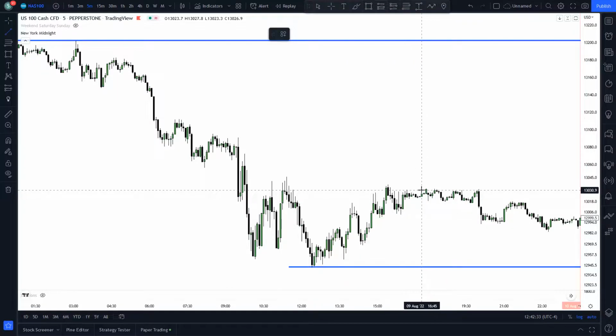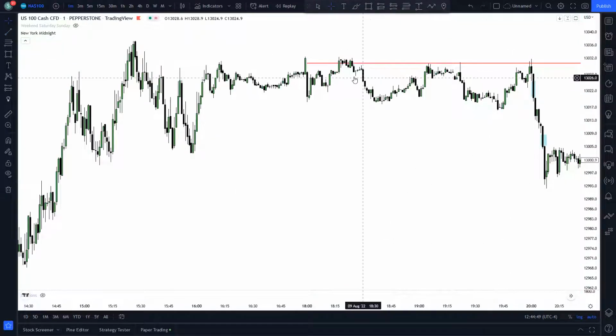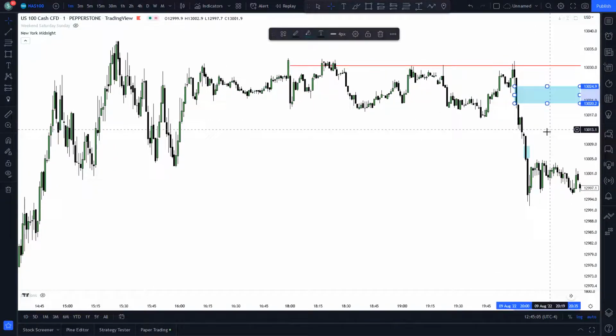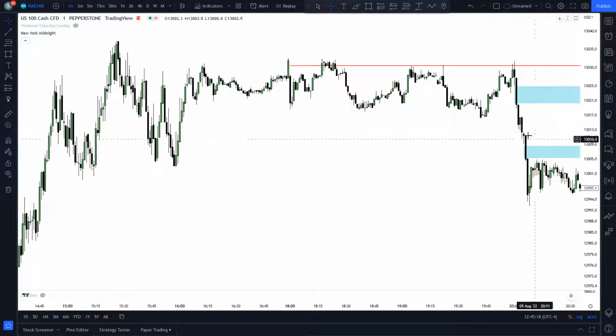We have these relative equal highs here. Those are the equal highs just there on a 1 minute chart. Now we have some gaps that have been printed. So this one here, this one down there. So these would all be potential objectives for price to reach later in the day.